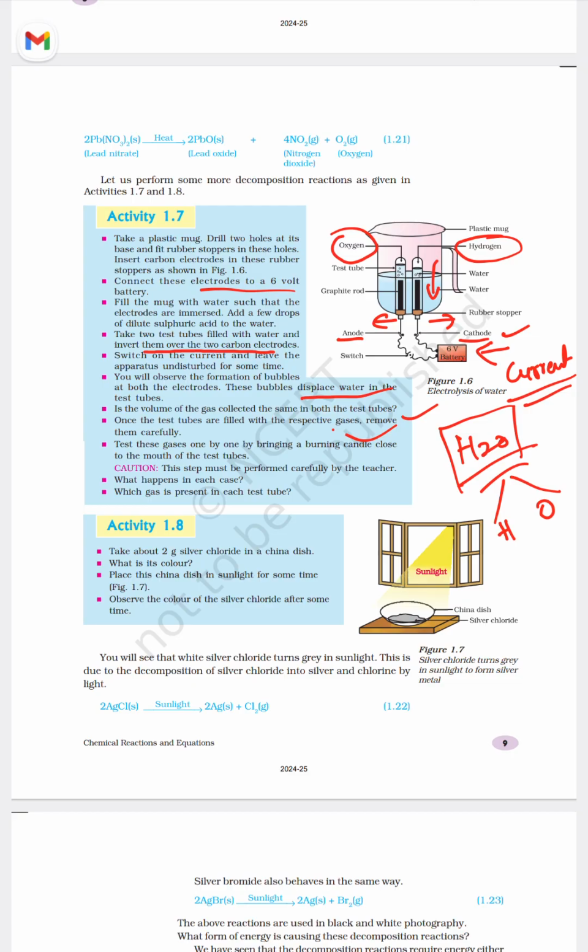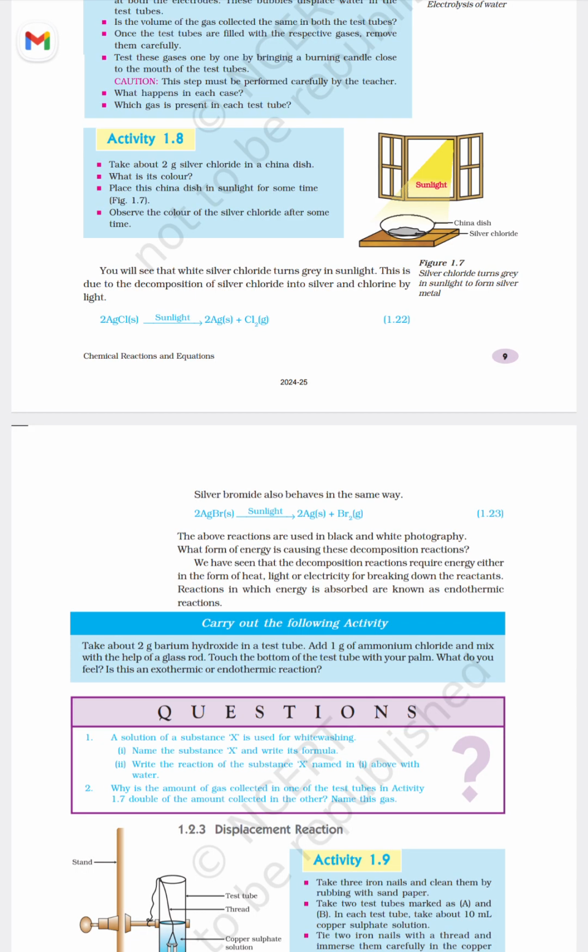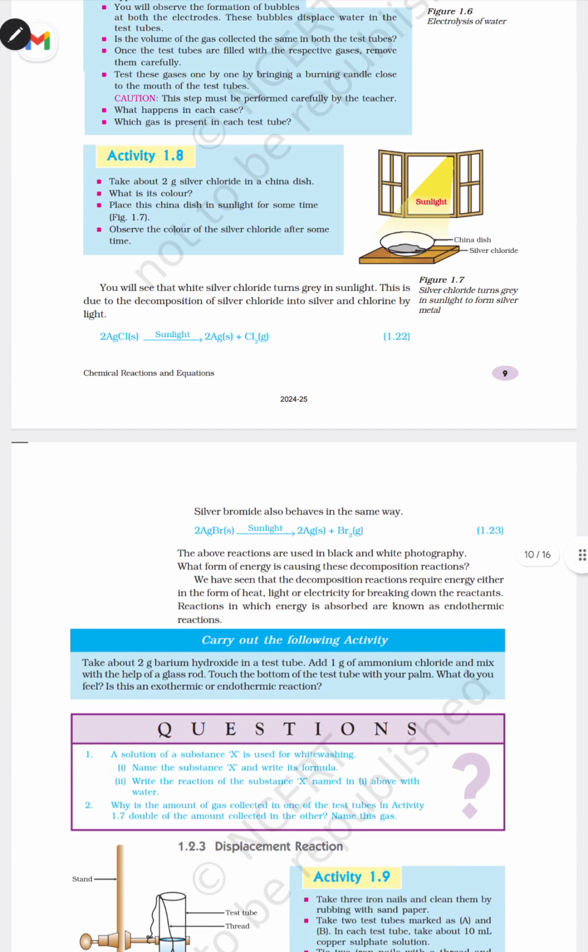This is another example of a decomposition reaction, but here the source is not heat energy. In this case the source is current supply. In the next activity, we have now learned about two types, right? Decomposition using heat energy, that is thermal decomposition. Decomposition using current or electricity, that is electrolysis of water. Now what is the other one? Decomposition with sunlight energy. For that, we observe this activity.